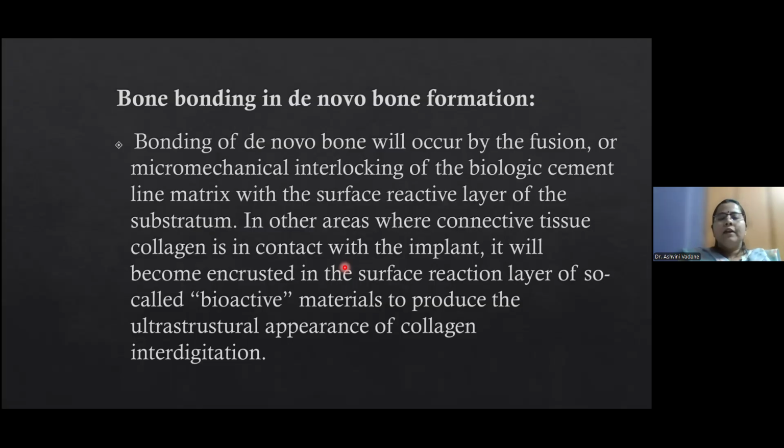So bonding of de novo bone will occur by the fusion or micromechanical interlocking of the biologic cement line matrix with the surface of the reactive layer of the substratum. In other areas where connective tissue collagen is in contact with the implant, it will become encrusted in the surface reaction layer of so-called bioactive materials to produce the ultrastructural appearance of collagen interdigitation.